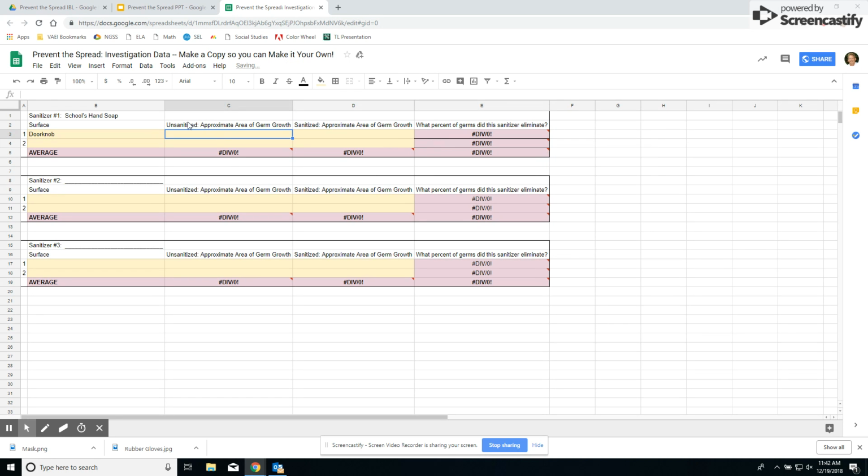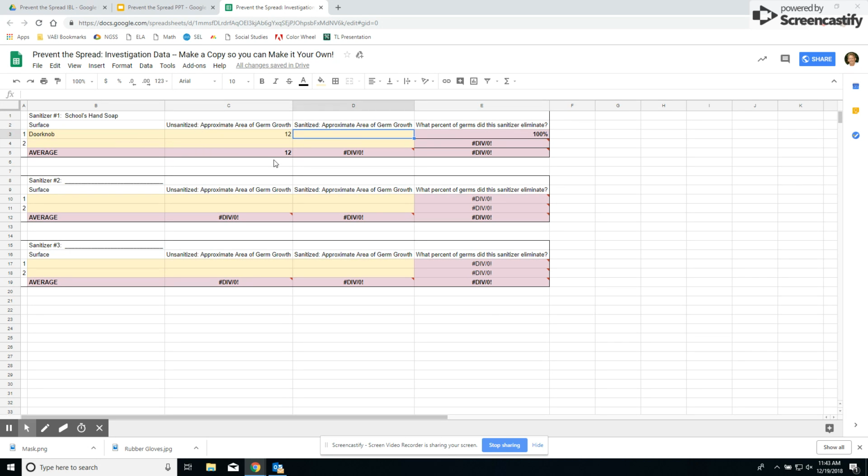Now, first you collected germs when the doorknob was unsanitized, when it had not been cleaned. You look at that petri dish and figure out what the area of those germs were. If they grew to a size of about 12 square centimeters, you would put 12 underneath unsanitized.